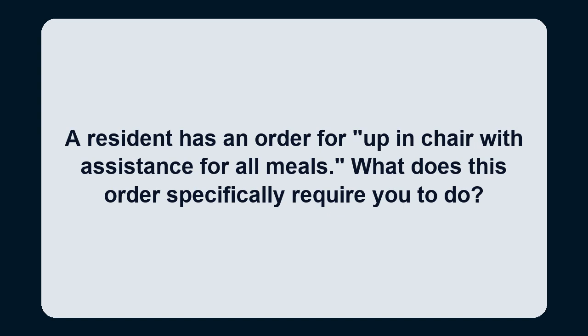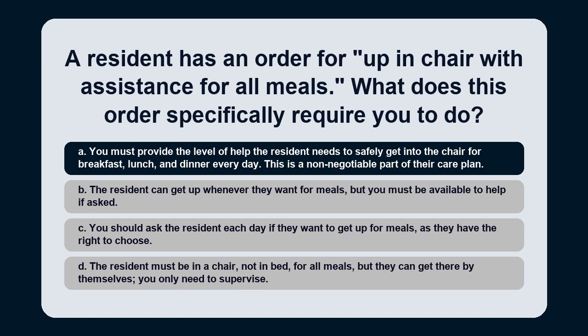Question 5. A resident has an order for up in chair with assistance for all meals. What does this order specifically require you to do? Option A, you must provide the level of help the resident needs to safely get into the chair for breakfast, lunch, and dinner every day. This is a non-negotiable part of their care plan.